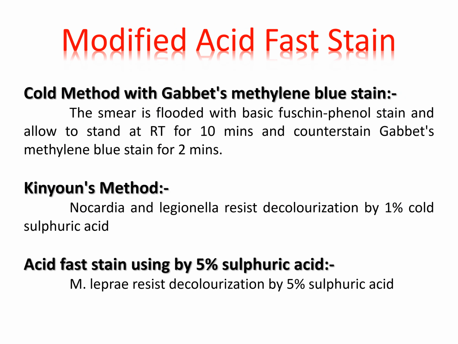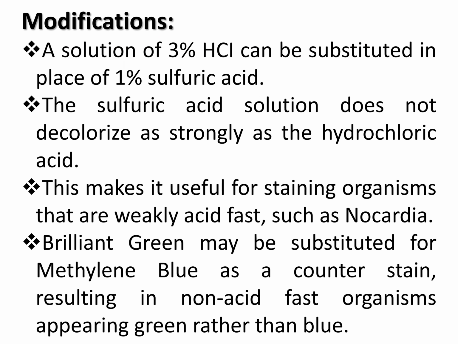Now let's discuss the modifications. Over the years, a lot of modifications have been made. The widely practiced cold methods are Gabbett's methylene blue stain, Kinyoun's method, and modifications of sulfuric acid. A solution of 3% hydrochloric acid can be substituted in place of 1% sulfuric acid. The sulfuric acid solution does not decolorize as strongly as the hydrochloric acid. This makes it useful for staining organisms that are weakly acid fast, such as Nocardia.